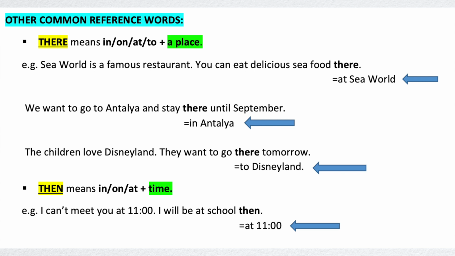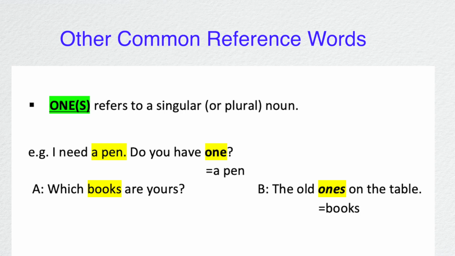Second one, we want to go to Antalya and stay there until September. Similarly, there refers to in Antalya. Then, on the other hand, refers to a time. For example, I can't meet you at 11. I will be at school then. In this sentence, then refers to at 11. Instead of repeating the same word, we should use then.